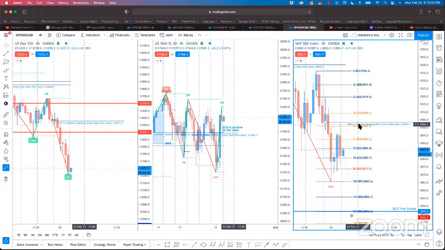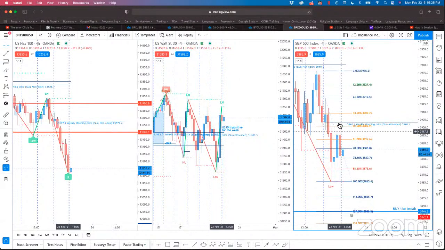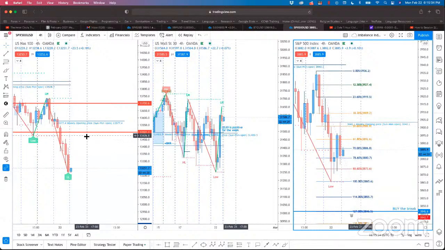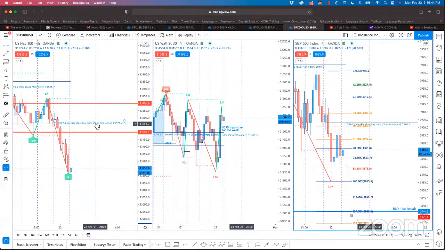Look where this is, right? Like 50%. It's right in the middle of the kill zone. So even if this price does come back up, it's got to go through a major number, right? 13,500. And after it breaks 13,500, it's got to get back to 13,577.